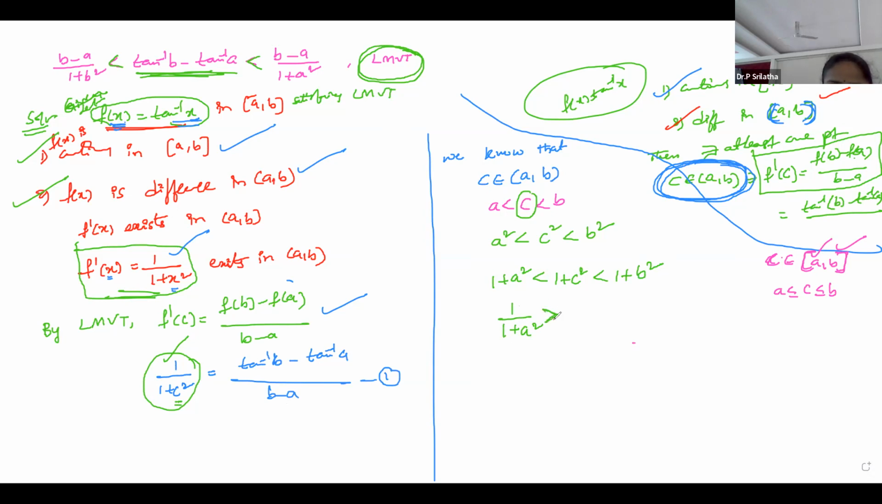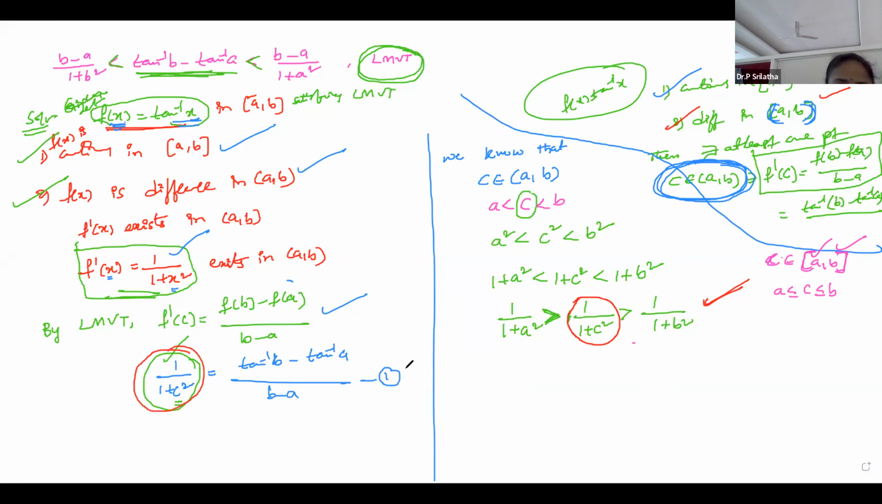The sign will change. Okay, the symbol will change. So that is 1 by 1 plus c square is greater than 1 by 1 plus b square. So this is the most important point. All of you remember this point. Then the middle part will be converted like this, right? So 1 by 1 plus c square.